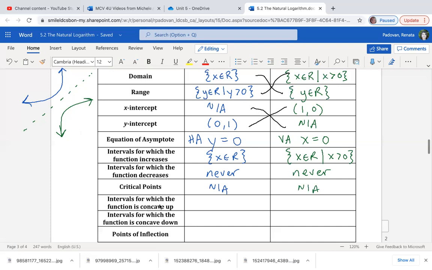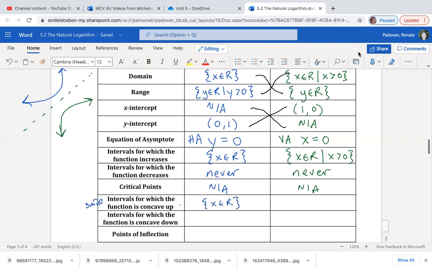Intervals for which the function is concave up. Concave up is a smile, right? Here I'm smiling, so it's concave up the entire time, always. So you just use your domain. It's concave up for all of the x values.